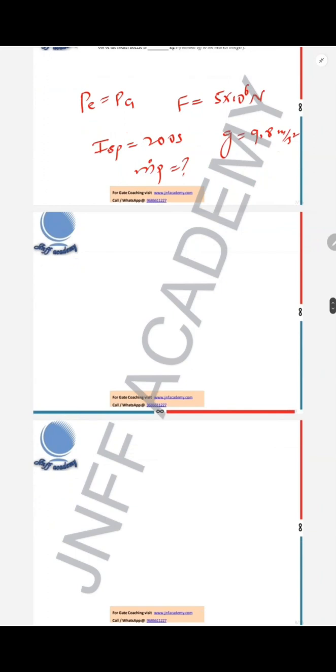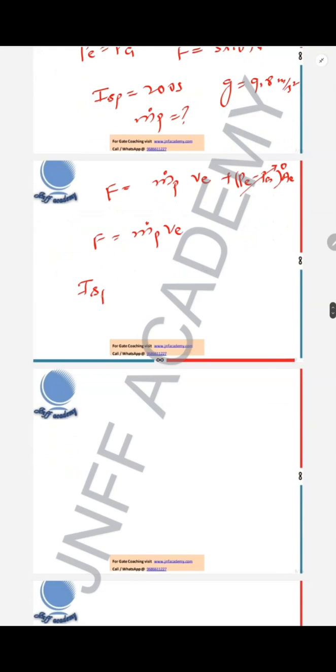Since the nozzle is ideally expanded, thrust is equal to mass of the propellant into V exit. There would be a pressure thrust, (P exit minus P ambient) into area at exit, but since it is 0, thrust would be equal to mass of the propellant into exit velocity. So we know ISP is equal to thrust divided by mass of the propellant into acceleration due to gravity. So ISP, given as 200, is equal to thrust, which is 5 into 10 power 6, divided by mass of the propellant, which we need to find, into g, which is 9.8.